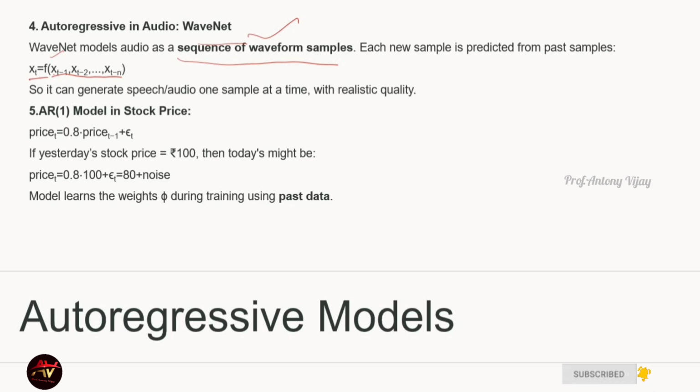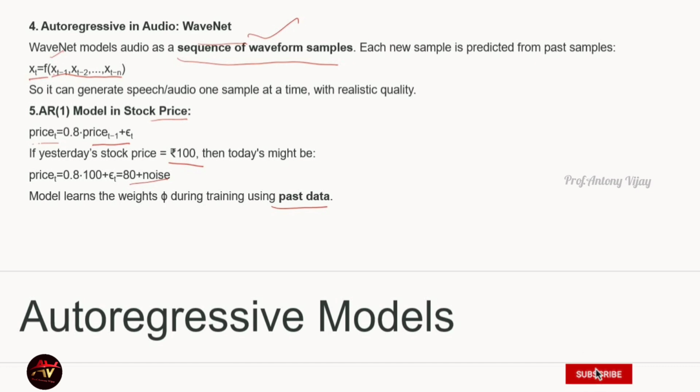So again, with the help of this, we can find the stock price also. Currently we have a price equal to 0.8 into price t minus 1. t minus 1 is the past value. We can find the current price with the help of price t. So right now we know the price of yesterday's stock, that is 100. So 0.8 into 100 is around 80 plus some noise. Through that we can find the stock price of a certain stock. So these are the examples of autoregressive models.